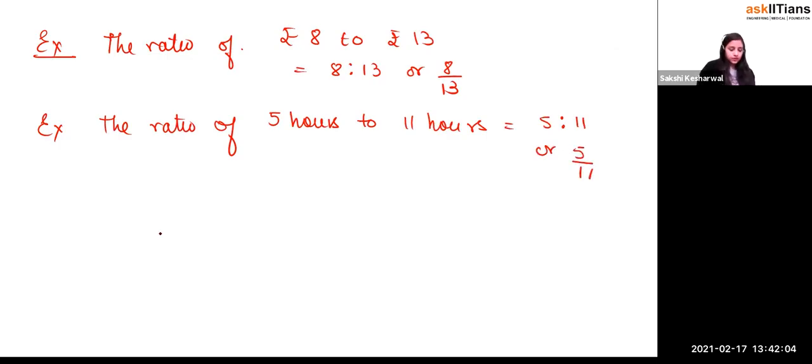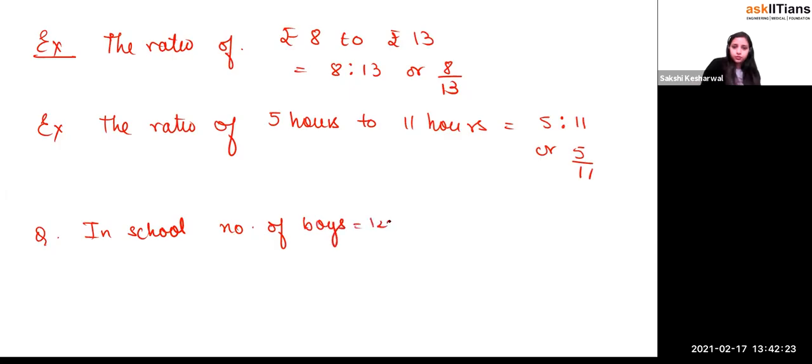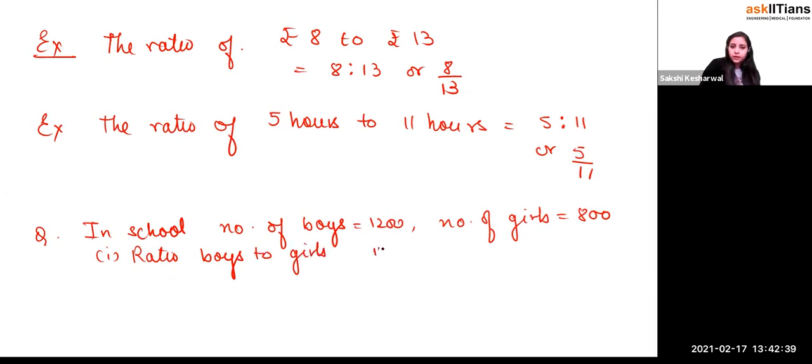Now, there are certain things that you should know. Okay, I'll ask you one question. In a school, the number of boys is equal to how much, beta? 1200. The number of girls is equal to how much? 800, right? So what is the first thing I'm asking you? That is the ratio of boys to girls, right? Second, I'm asking the ratio of girls to total students, right? So how are you going to do this?